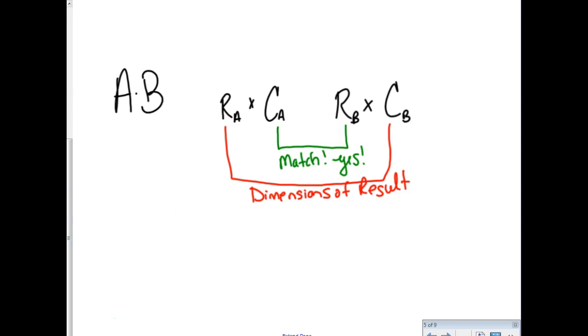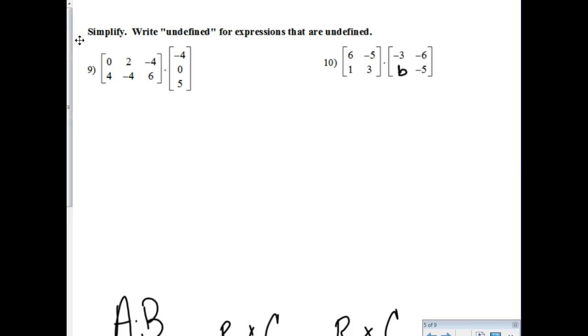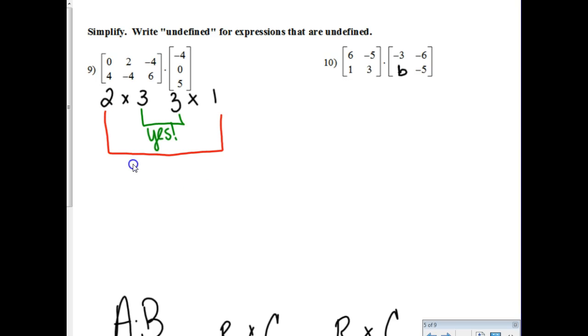All right, so let's see this in action, guys. What are the dimensions of this first matrix? Rows by columns, so it's 2 by 3. And what are the dimensions of my second matrix? Rows by columns, so 3 by 1. To check that you can even multiply them together, you have to make sure these middle numbers match. Do they match? Yes. So that means you get to multiply them. And the other thing I know is that the resulting matrix is going to be a 2 by 1.